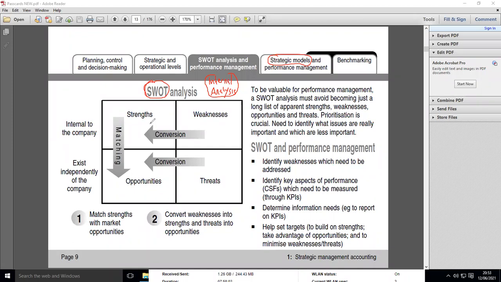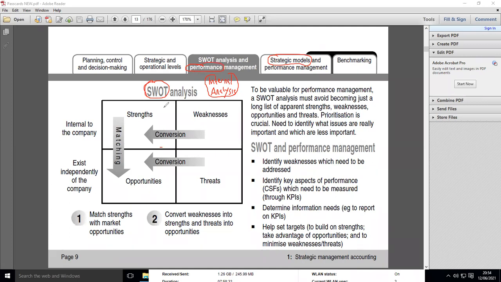But on this post, the emphasis really is not the use of SWOT for generating strategies. The emphasis is how can we use SWOT to improve performance of the company? How can SWOT analysis be used in the performance management process of our company? So this is our interest.